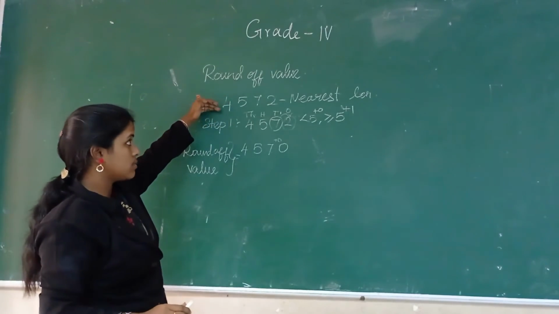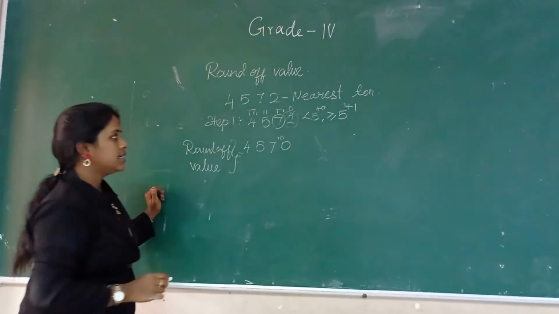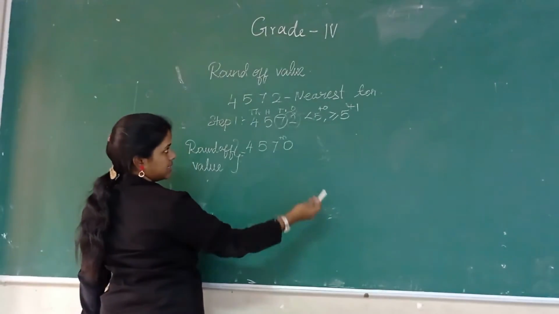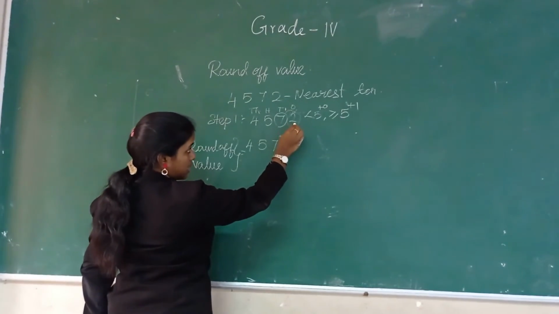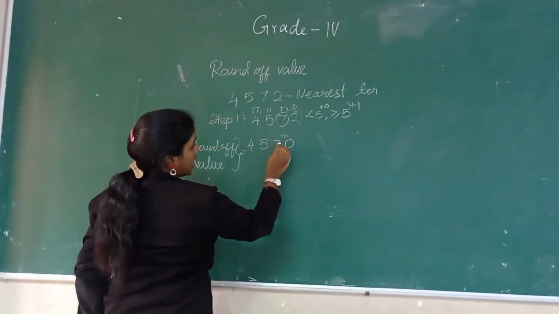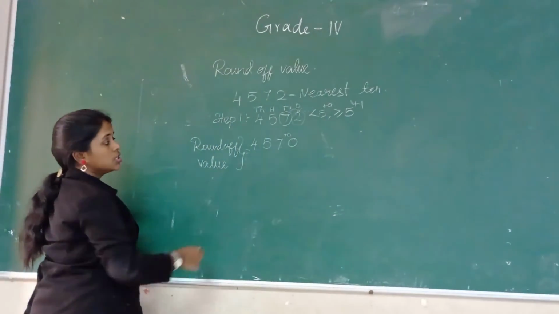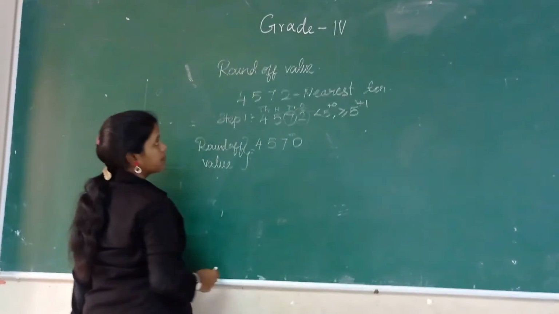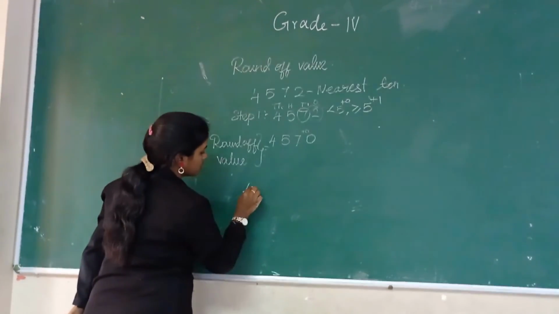I have changed this one to the nearest 10. When I change to the nearest 10, I have to circle the 10 first and look at the nearest right side digit. Here the right side digit is 2. So you can see number 2 is less than 5. If the number is less than 5, you have to add 0 along with the tens place. After that all other numbers should be 0. So your round off value is 4570. In the same way we can do this for 100 and 1000 also.